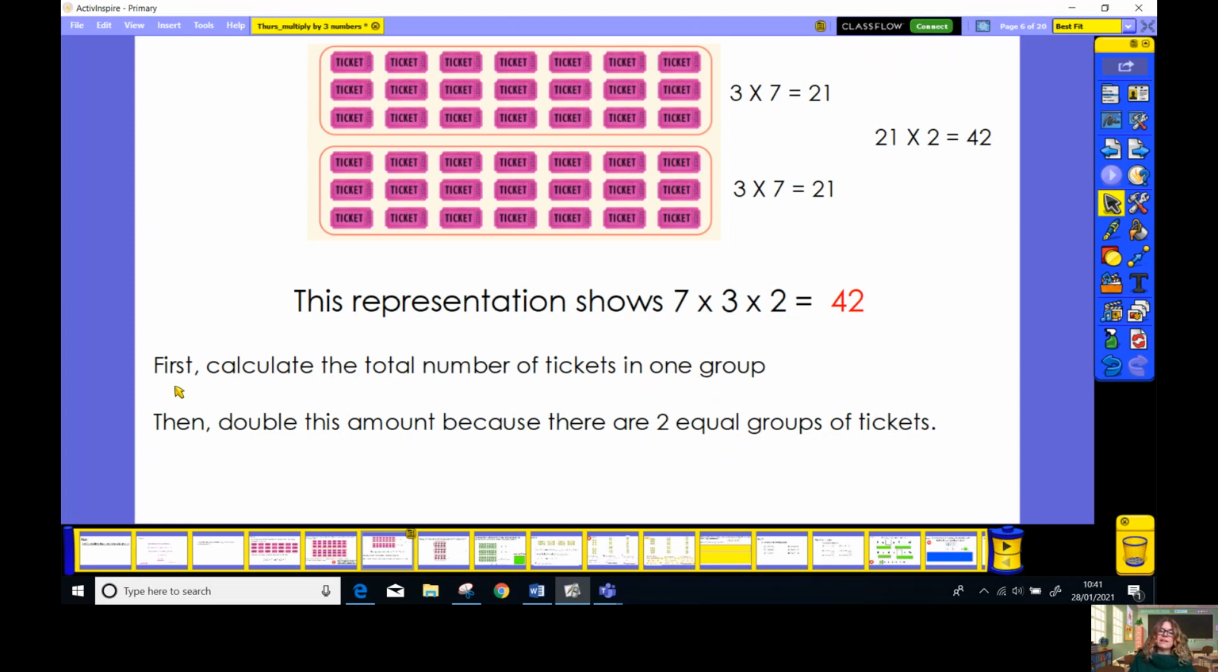So let's just remind ourselves here. The first thing you need to do is to calculate the total number of tickets in one group. Then you double the amount because there are 2 equal groups of tickets.